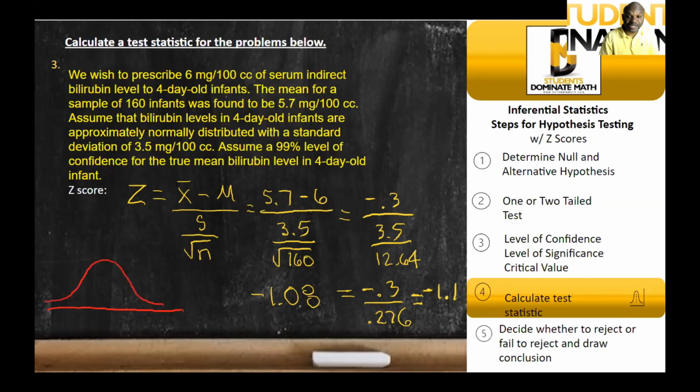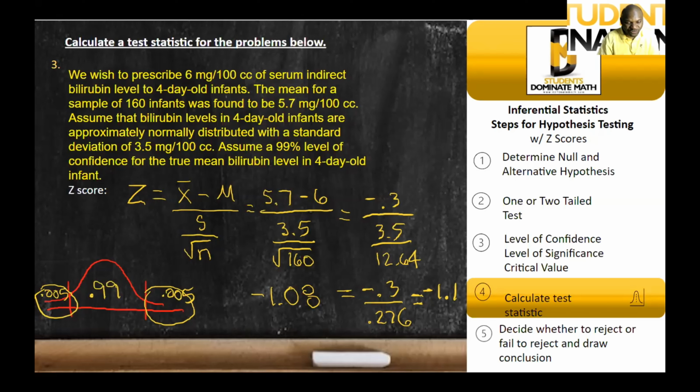This was a two-tailed test. The level of significance was 0.01. We had two rejection regions, so this is 0.005, and this as well was 0.005. The area under this curve we established was 1. So that would mean that the area in between the rejection region boundaries would be 0.99.